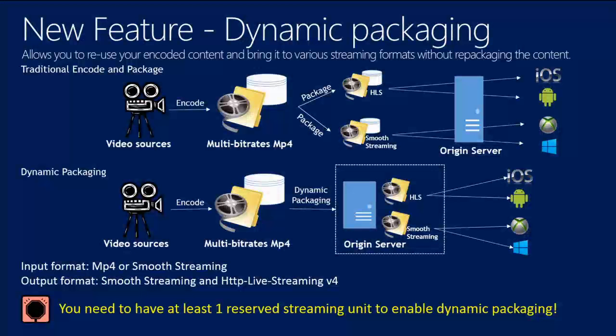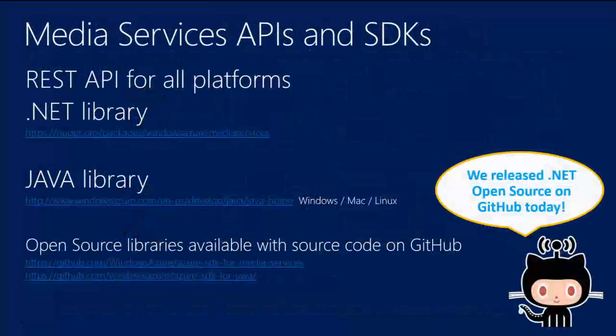And the important thing is you have to have at least one reserved streaming unit to enable dynamic packaging. I'm showing all the code on my blog. If you run the code later on and you are getting a 4xx or 5xx error, that's the reason: you don't have one reserved streaming unit. So do remember that. And now I'm going to show dynamic packaging through the .NET SDK.